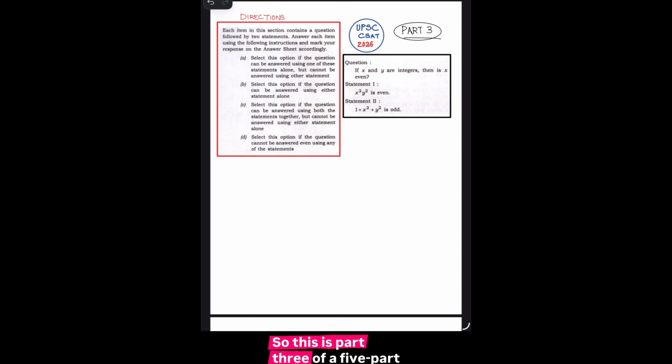So this is part 3 of a 5-part data sufficiency question set from UPSC Prelims 2026. All 5 questions follow the same set of directions, so if you find this helpful, do check out the other parts as well. So before we begin, here's a quick reminder of the answer options.